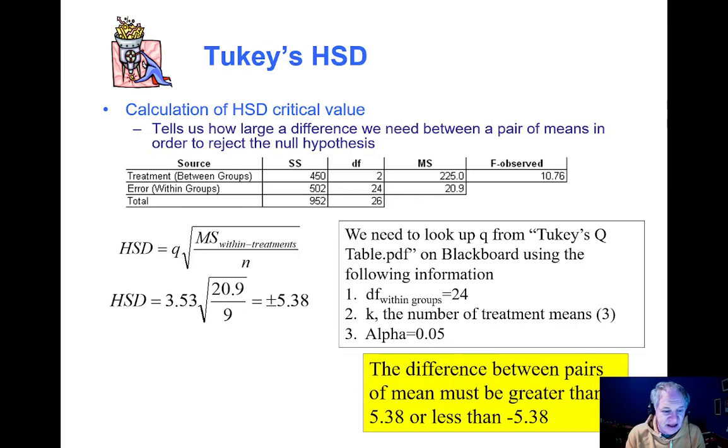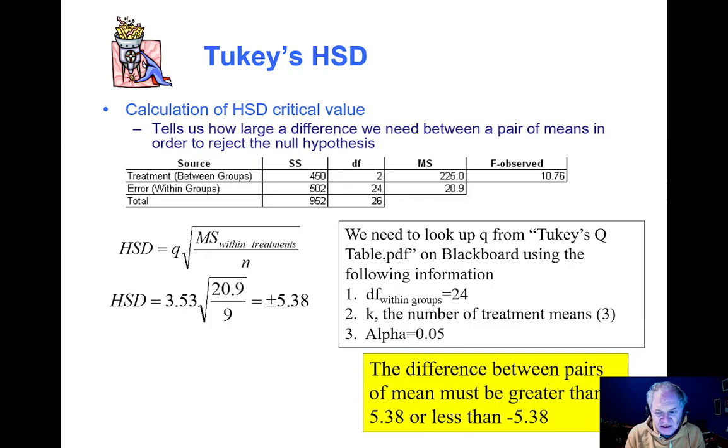I calculate my honestly significant difference, which is how big the difference has to be between each pair of means. And that's referred to as Tukey's honestly significant difference. So I use my error term, or my within treatments, or within groups. As you know, I use these terms synonymously in a very sloppy manner. So I take my MS within treatments, I divide it by my n per group, which is little n. I have 9 subjects per group. Take the square root of that, and I multiply it by the Q coefficient.